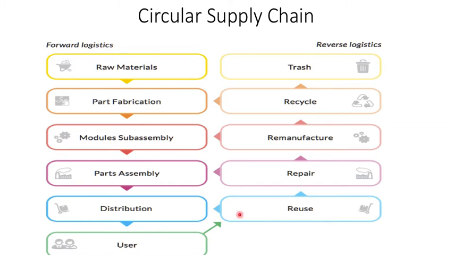So the first part is return. Basically it is returned back to the distributor for reuse. If it's possible to reuse, then it will come back to the distributor. If it's not, then it will go to repair, so basically to the factory, or remanufacture if repair is also not possible for that product. And if remanufacture is also not possible for that product, then it goes to recycle.